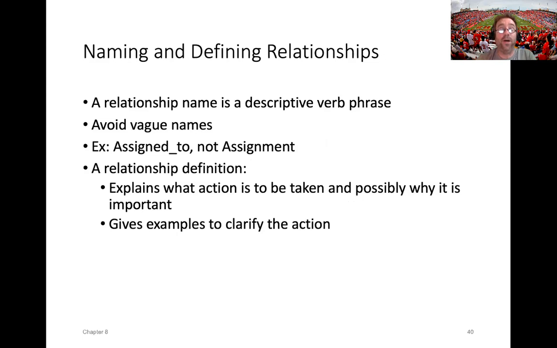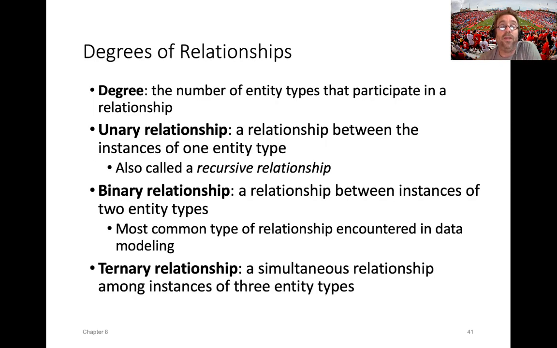And relationships. Naming and defining relationships. A relationship name is a descriptive verb phrase. We avoid vague names, e.g. "assigned to", not "assignment". So the definition of a relationship explains what actions are to be taken and possibly why it's important, and gives examples to clarify the action.